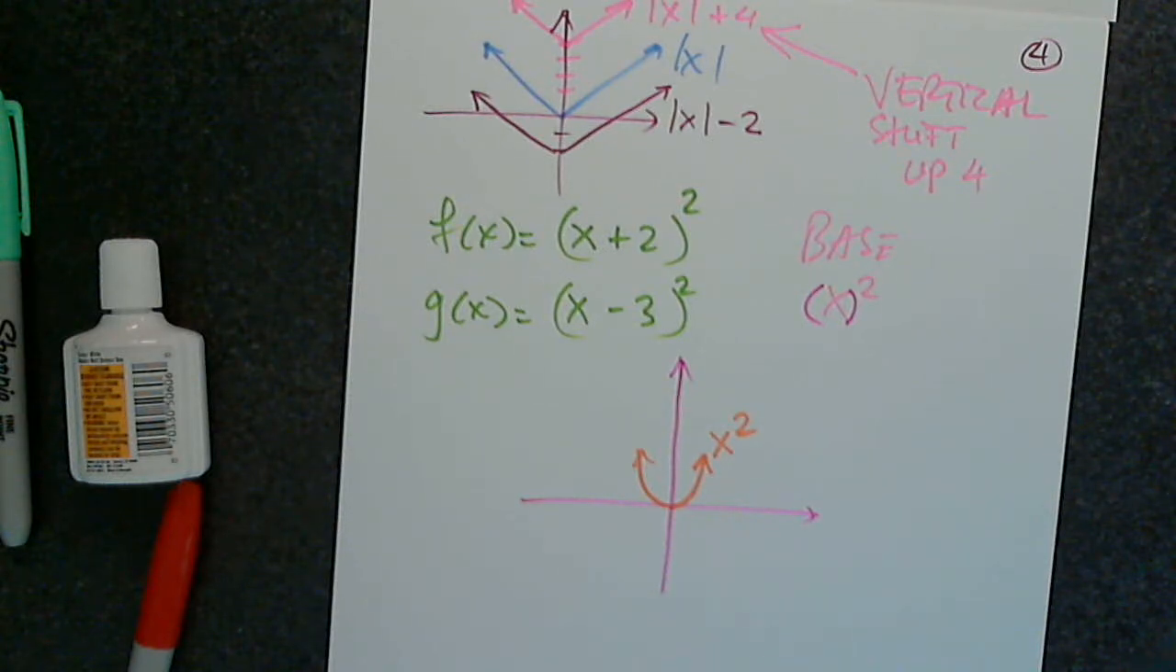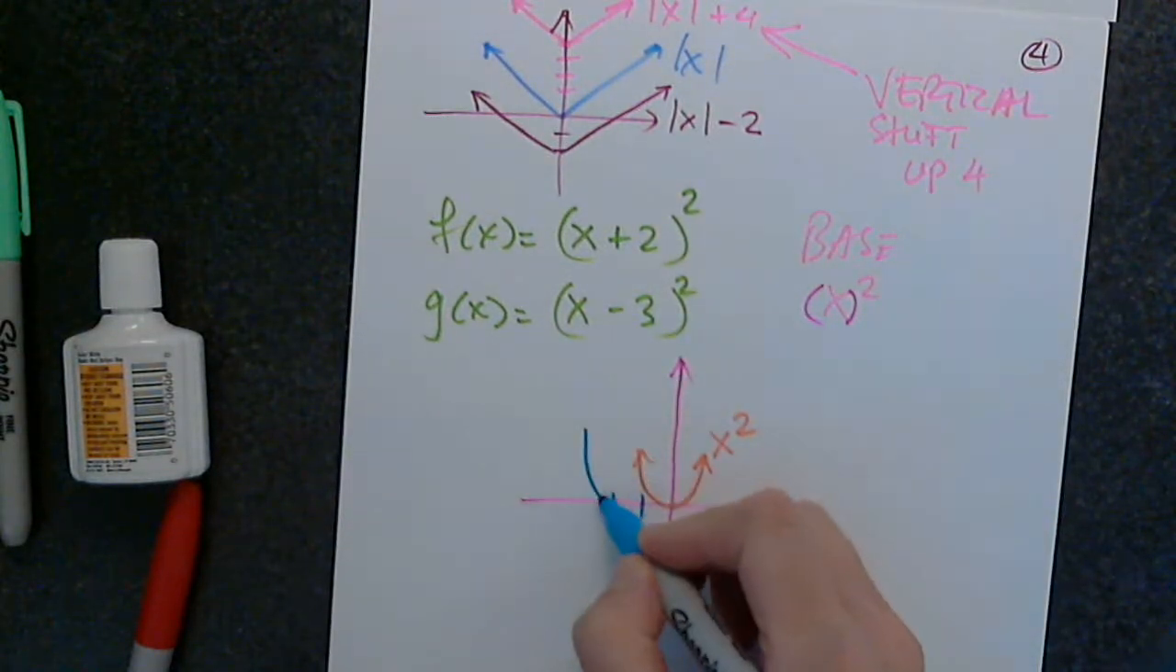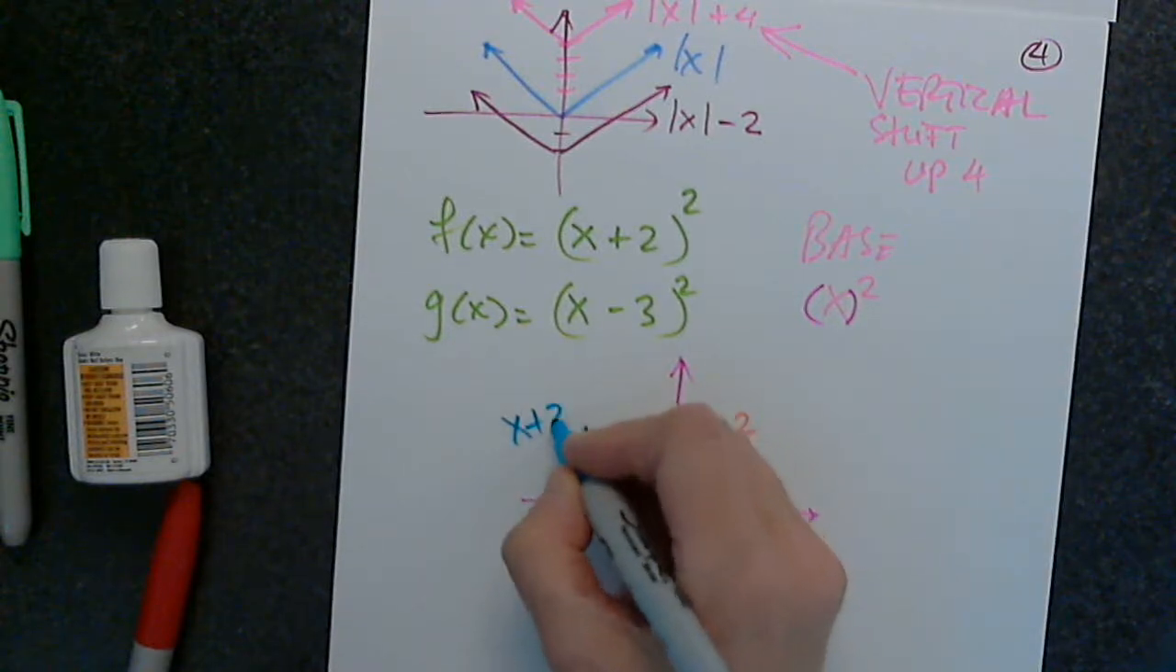Now, the question I'm asking next is, where do you think this will touch the x-axis? So this one touches the x-axis at 0. Where will this touch the x-axis? Let's check. 2 plus 2 is 4. 4 squared is not 0. So it cannot be at 2. So one more time. Where will x plus 2 touch the x-axis? At? Correct. So this is a horizontal shift of 2 units to your left.